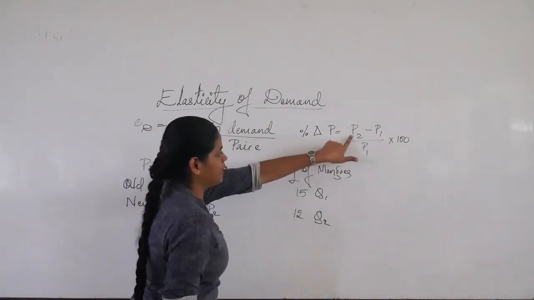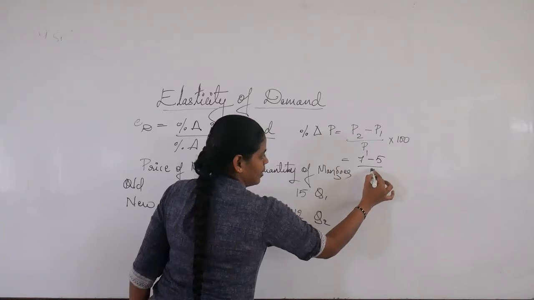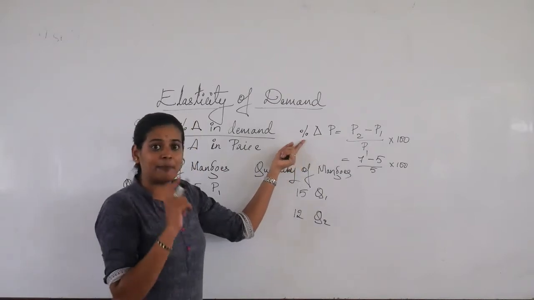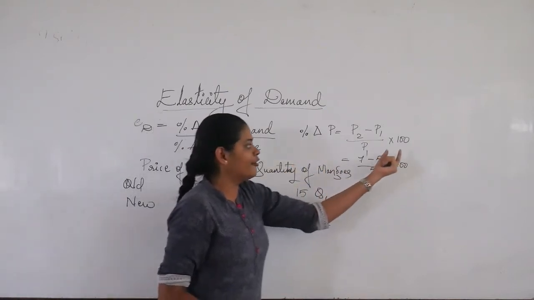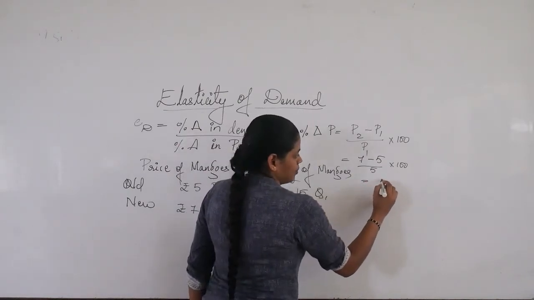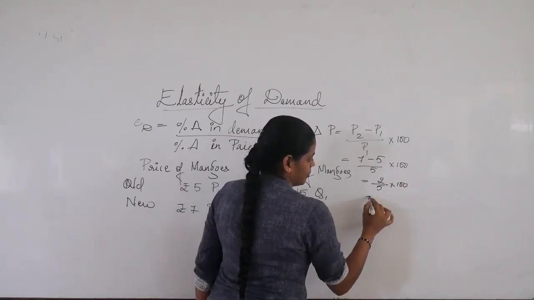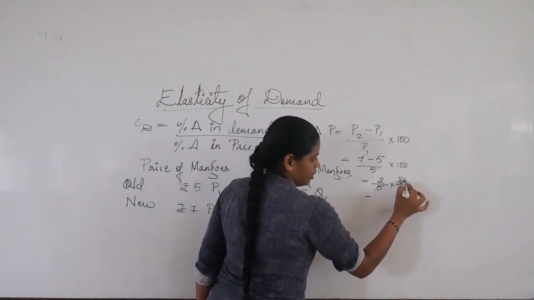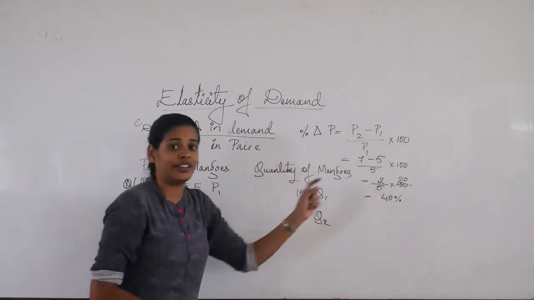So what is P2, the new price? We have the new price as 7 minus 5, divided by 5, into 100. Why have we taken this 100? Because here we are calculating the percentage change in the price, so we have to multiply it by 100. So you get 2 by 5 into 100. 5 ones are 5, this becomes 40. So this is a 40% change in the price.